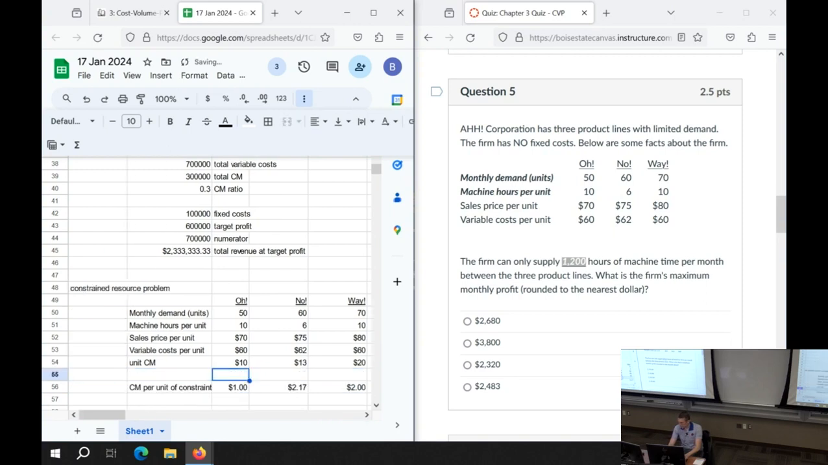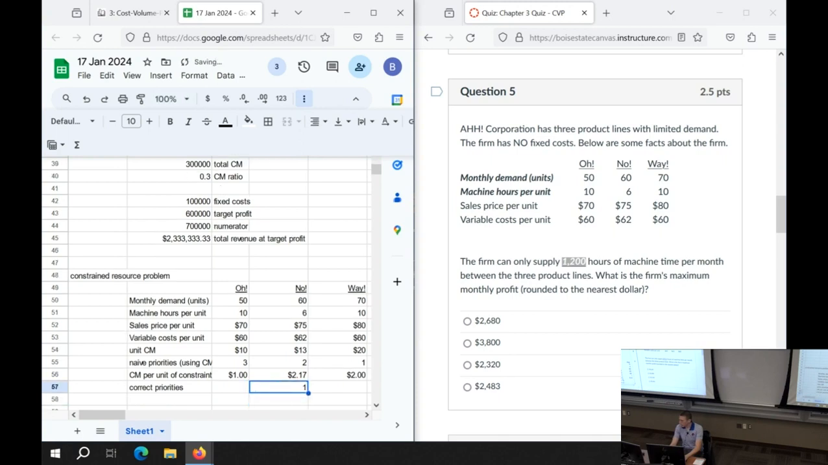I'll do it this way. Naive priorities, worth 1, then 2, then 3. These are numbers. The correct priorities are, oh, look, we earn the most contribution per machine hour when we devote it to no. Second most to whey, and third most to O. So that's the order in which we're going to fill monthly demand.